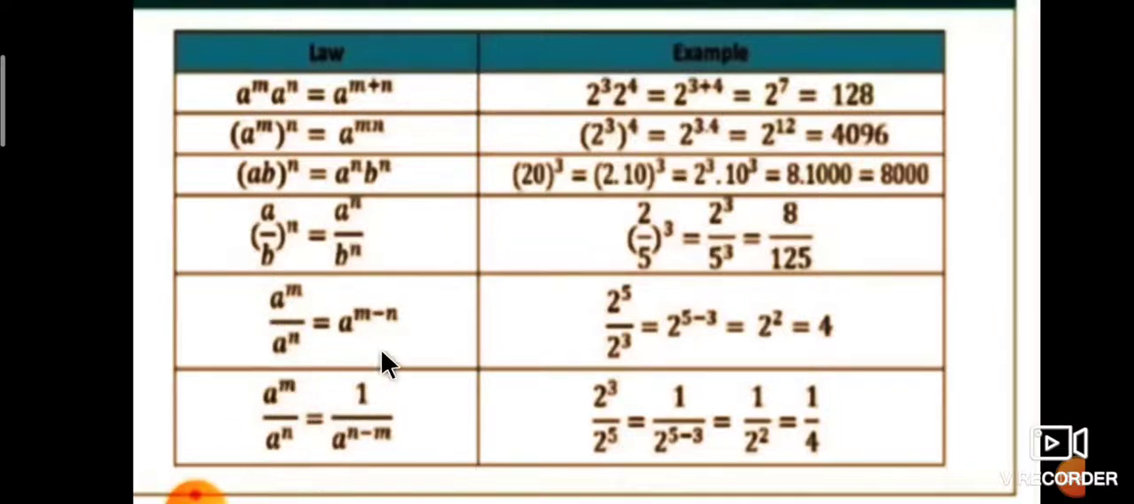Next one is a^m divided by a^n is equal to a^(m-n). That is 2^5 divided by 2^3 is equal to 2^(5-3), that is equal to 2^2, which is equal to 4.